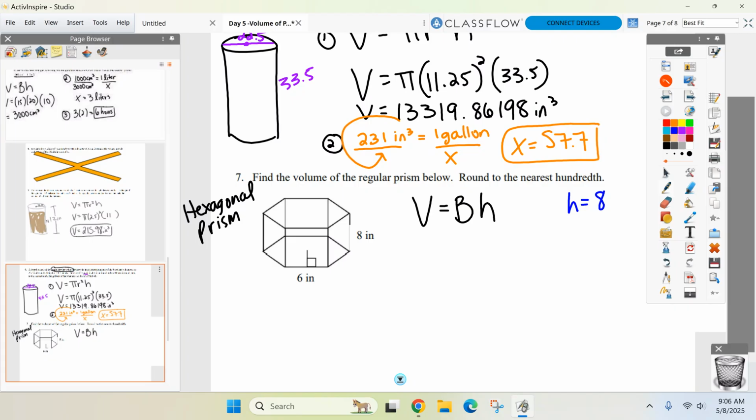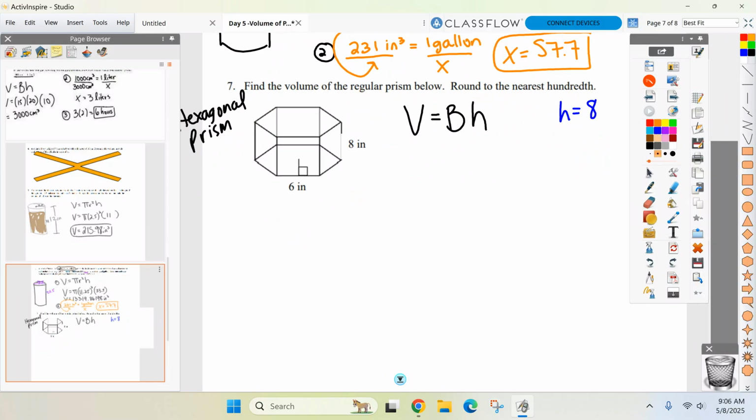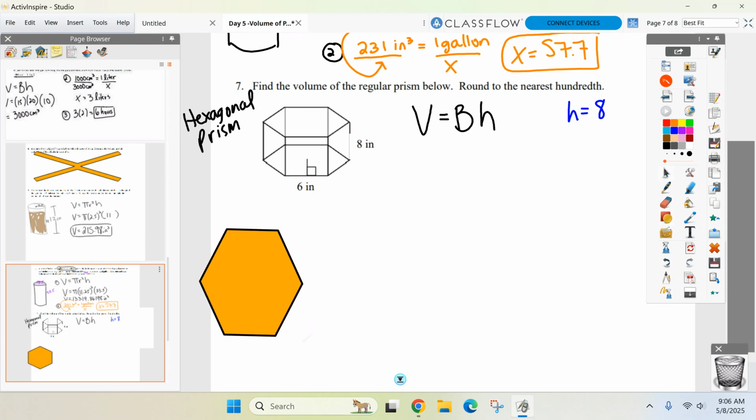Hexagon. So this is going to go back to what you had on your quiz yesterday. I need your help finding the area of that hexagon, and we're going to have to review some concepts from what you took on the quiz yesterday. The side is 6 inches. Find the area of that hexagon.